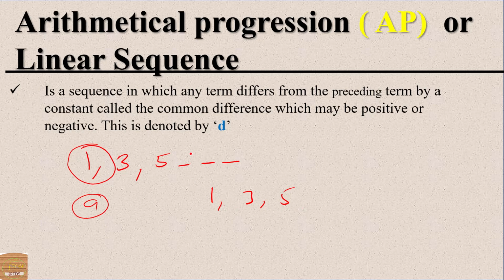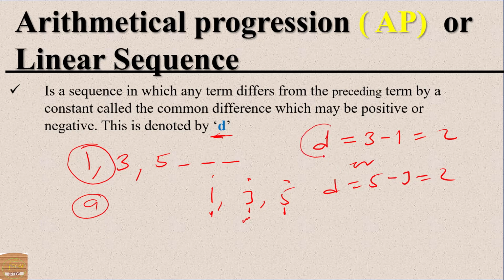We call something common difference. The common difference is simply the second term minus the first term, or the third term minus the second term. So this is the first term, this is the second term, and this is the third term. To find the common difference, it is either 3 minus 1, which is 2, or 5 minus 3, which is 2. Whichever, we get the same thing. So we have D, the common difference, and A, the first term.